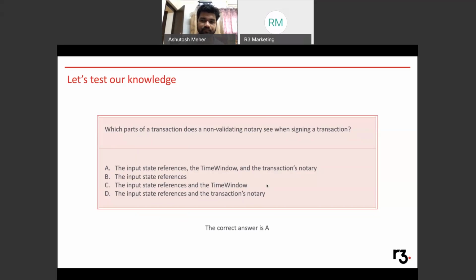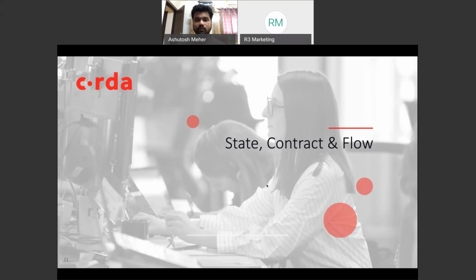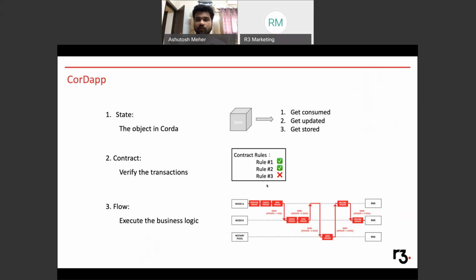All right, so we're done with the second section. Let's move on to the third one, which is states, contracts and flows. Before we move into each of these, we'll briefly touch upon what exactly a Corda app is. A Corda app has three different sections that developers generally write: states, contracts, and flows.